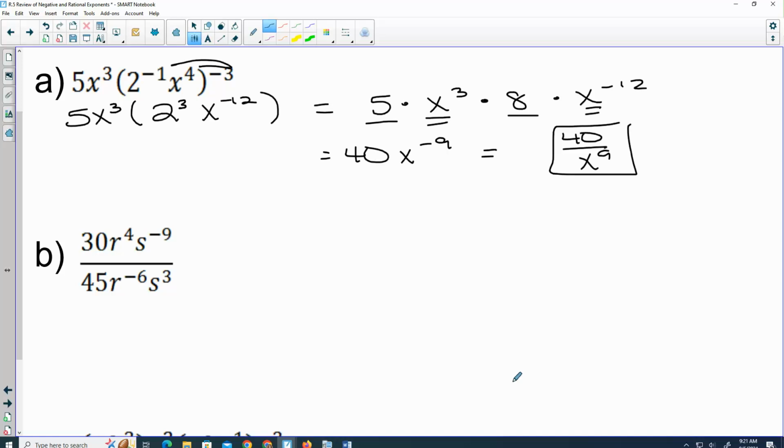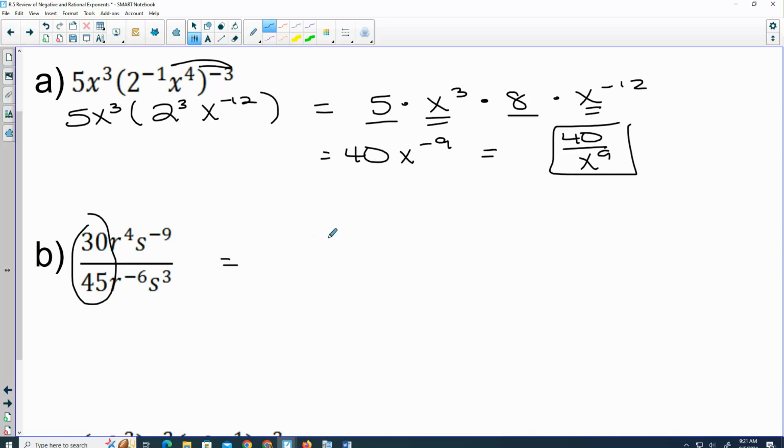Do we have a question? Where's the 8? 2 to the 3rd power means 2 times 2 times 2. Other questions? So B: it's all one term, no addition or subtraction, so that means we can just reduce things.